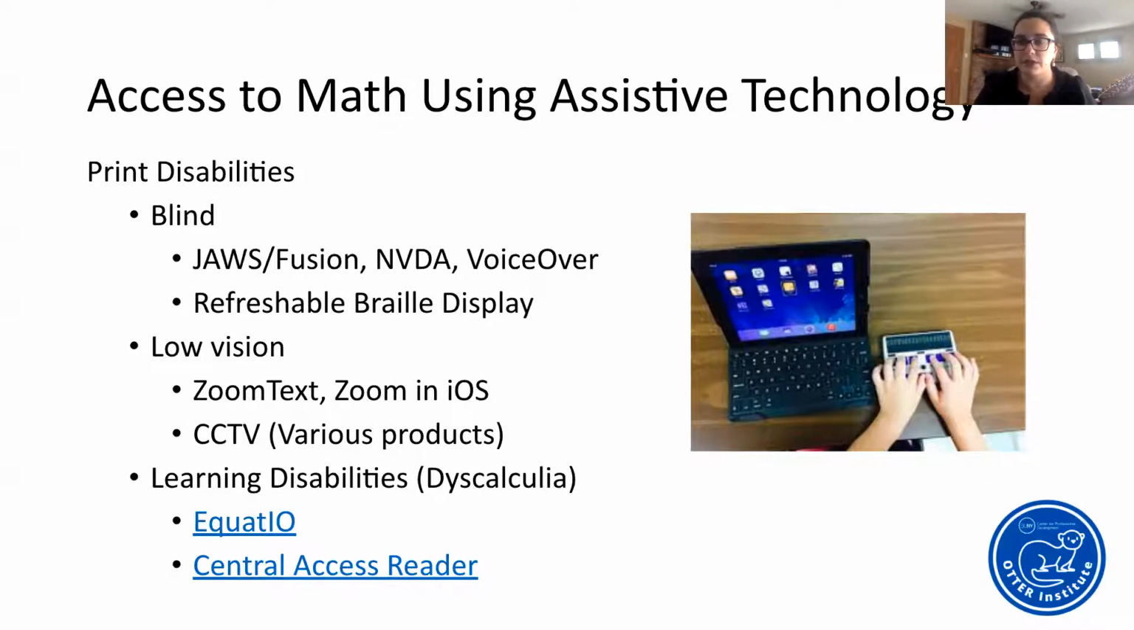For those with low vision, they might use screen magnification software such as ZoomText or CCTV, which is a physical device. So if they have a piece of paper, they could bring it to a room that has this technology and it enlarges the font for them.